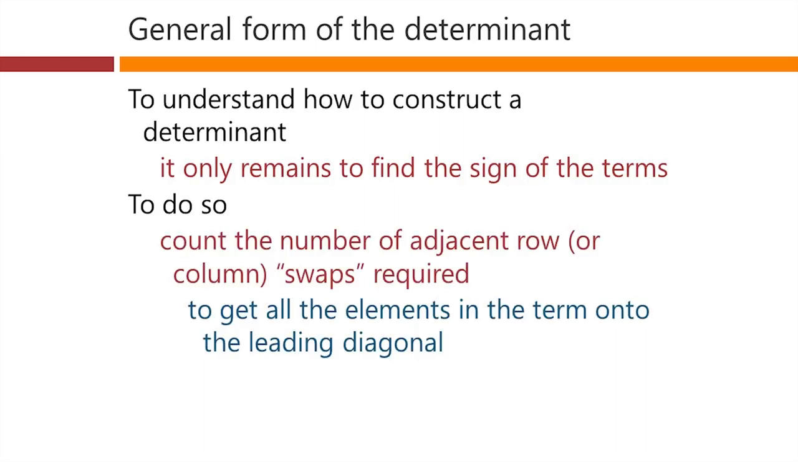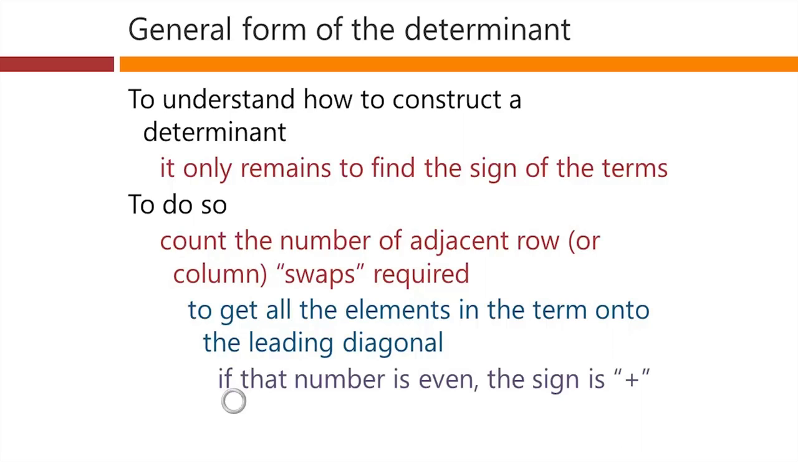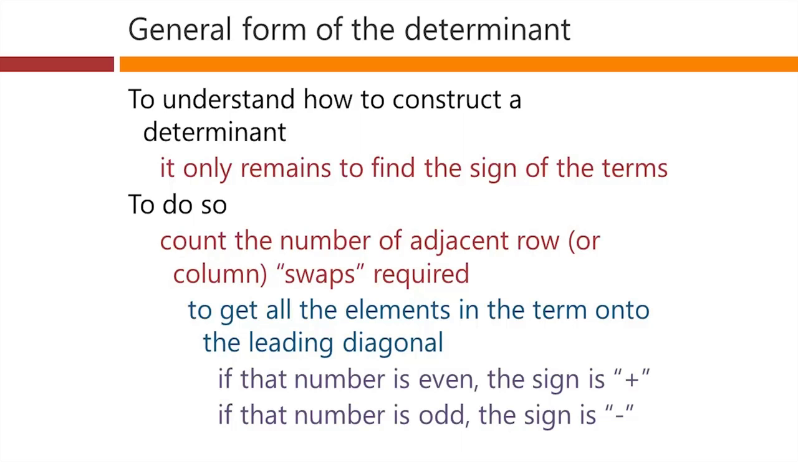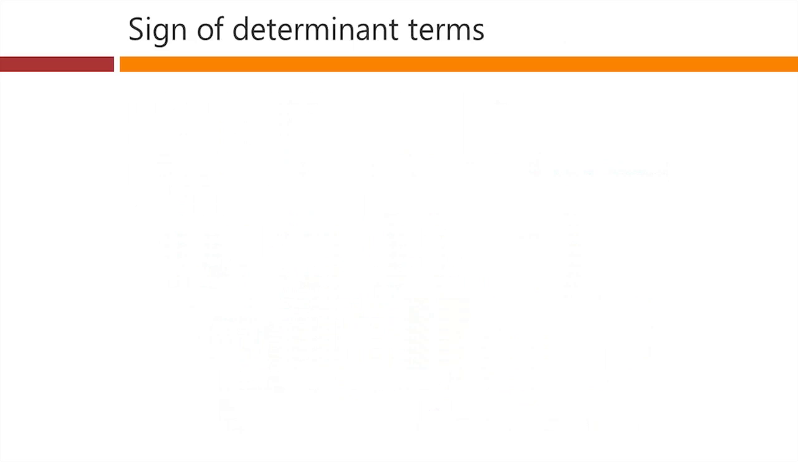So to do this, what we're going to do is count the number of row swaps we have to make. This also works for column swaps, to get all the elements in the term onto the leading diagonal. And if that number is even, the number of these row swaps or column swaps we have to do, the sign is positive. And if that number is odd, the sign is negative. Okay, so understanding that in words is really very hard, but let's look at it, as I said, graphically.